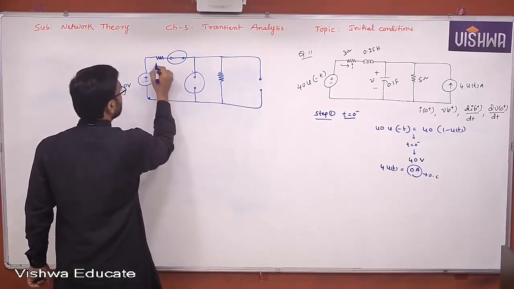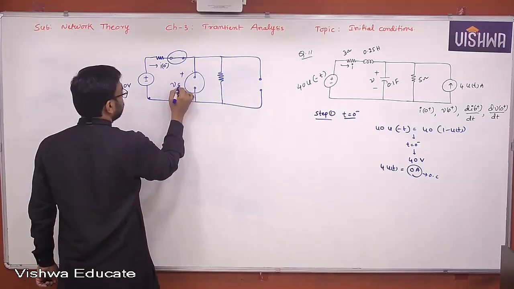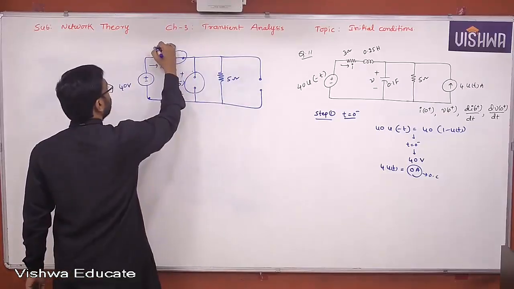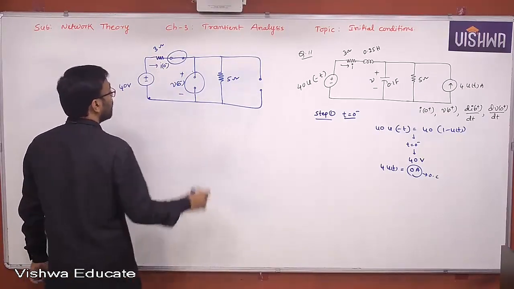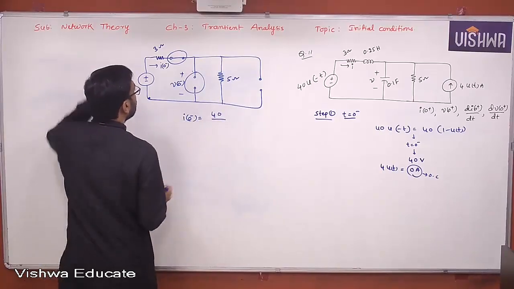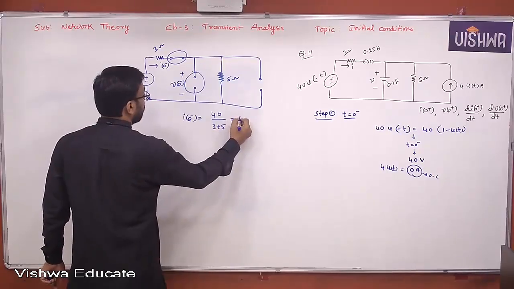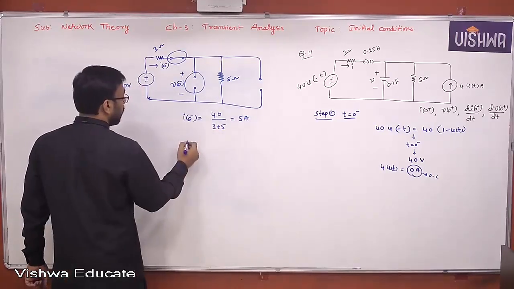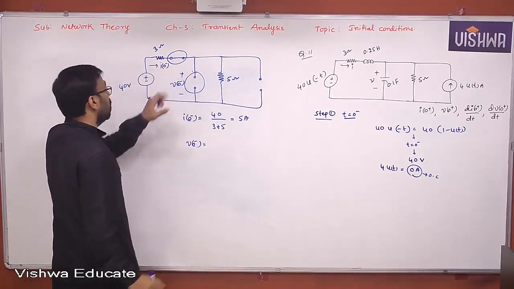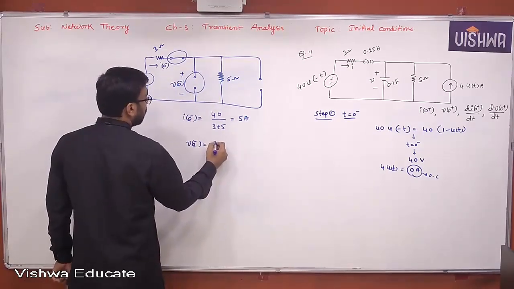Now let's find what is I of 0 minus. What is V of 0 minus? What is the value here? 5 ohm, 3 ohm. Okay. What is the current I of 0 minus? I of 0 minus is 40 volts divided by 3 plus 5. That is 8, so 5 ampere. What is V of 0 minus? These two are connected in series. You can go for the voltage division rule, or else the same current is flowing here. V of 0 minus is 5 into 5. That is 25 volts.